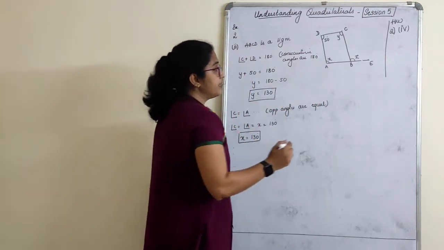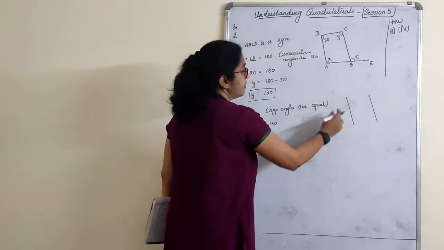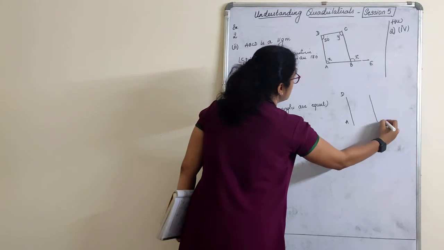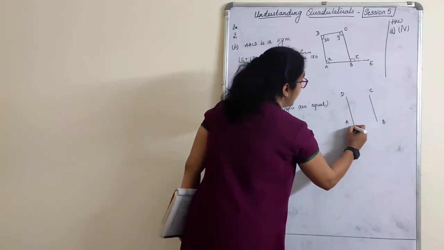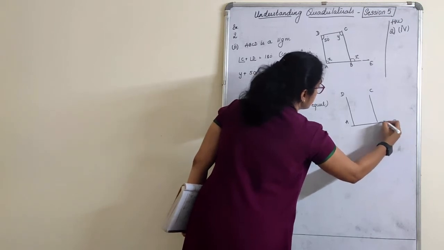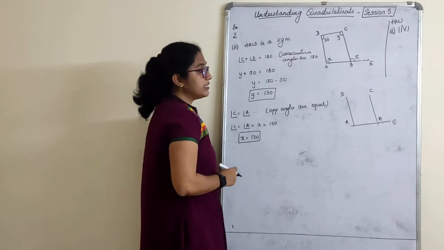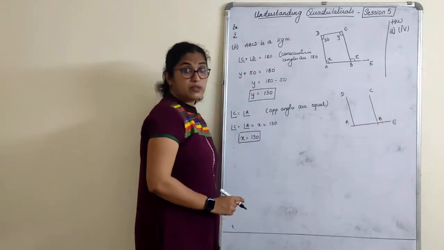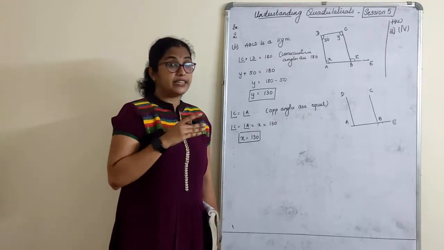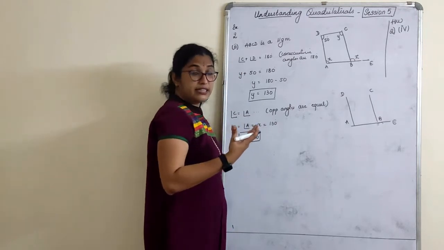Now there is a rule, children. Suppose this is a parallelogram, we know that. That means AD is parallel to BC, right? And okay, this is E. So AD is parallel to BC, and you can say AE is a transversal. What is a transversal? A line which cuts the parallel lines. We studied this in 8th standard. So when such things happen, some pairs of angles are equal.